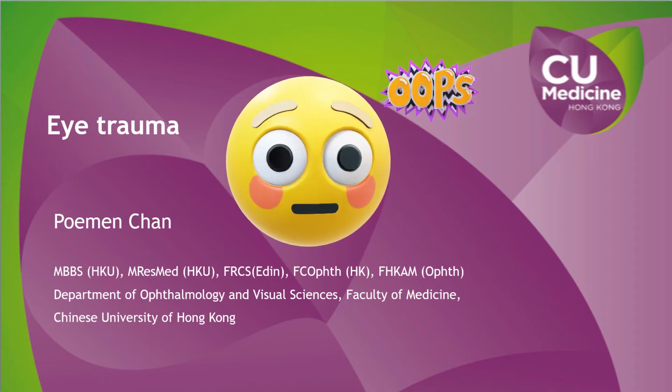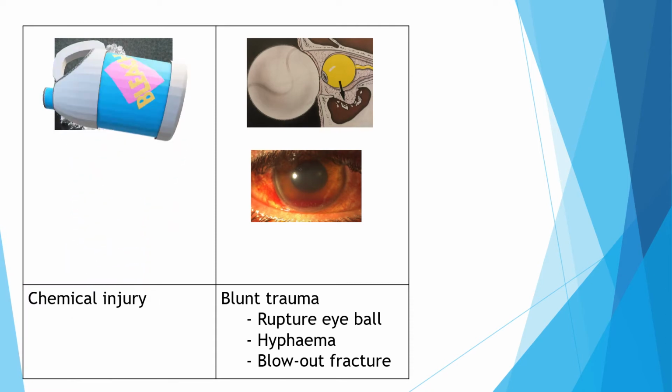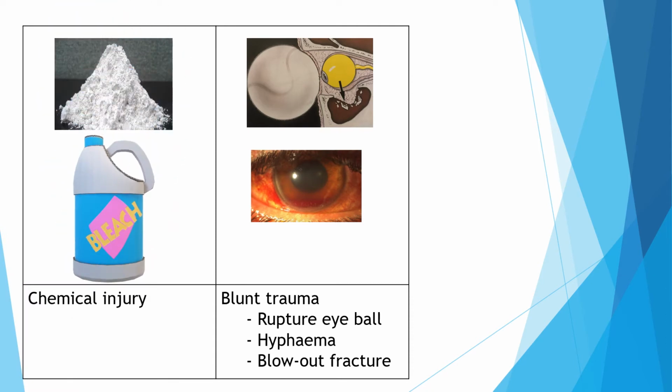This is about eye trauma. We will mainly talk about chemical injury and blunt trauma. In blunt trauma, you can get ruptured eyeball, hyphema, and blowout fracture.